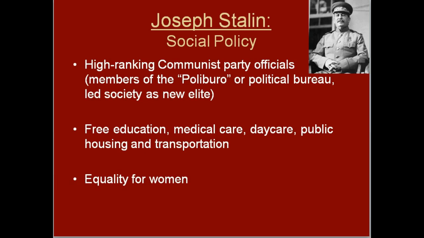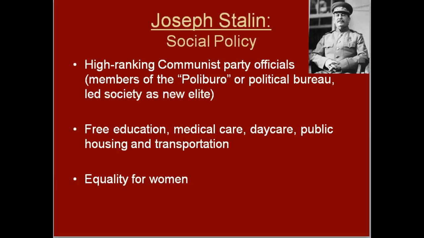Socially, he is going to provide a new elite through the high-ranking Communist Party officials, or what are called the Politburo. For the country, the Soviet Union is going to have free education. They're going to have medical care, daycare, public housing, and transportation provided, and women actually see a lot of equality within the Soviet Union. So in some senses, Stalin actually has essentially a good side.